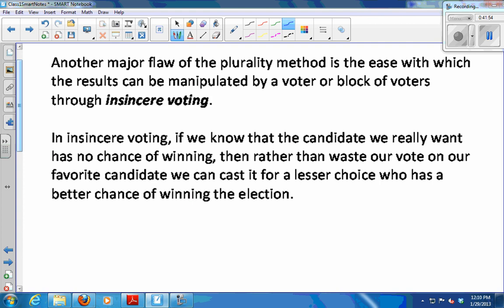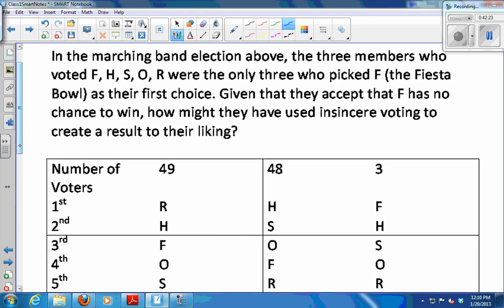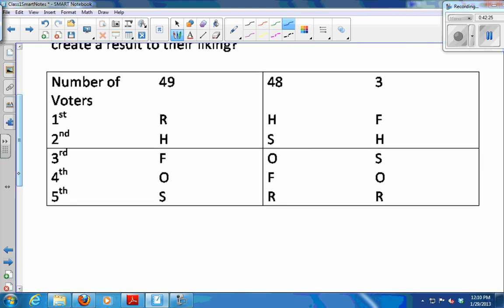In insincere voting, if we know the candidate that we really want has no chance of winning, rather than vote for that person and waste our vote, because we know they can't win, we might switch and put our second choice candidate in first place, to make sure that the person we hate doesn't win. So for example, in the marching band election, these three members on the end really want to go to the Fiesta Bowl. That's their first choice. But let's say they've heard the talk, they know nobody else but them is interested in going to the Fiesta Bowl.